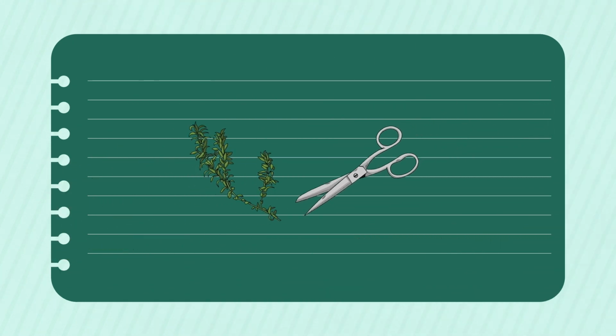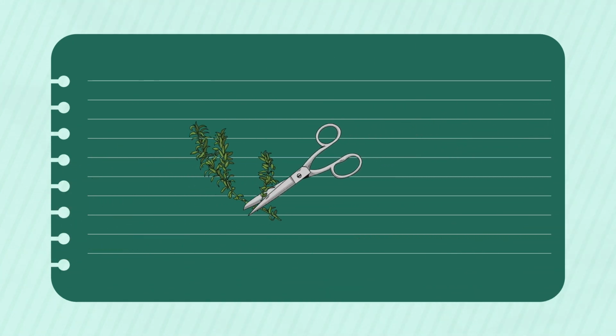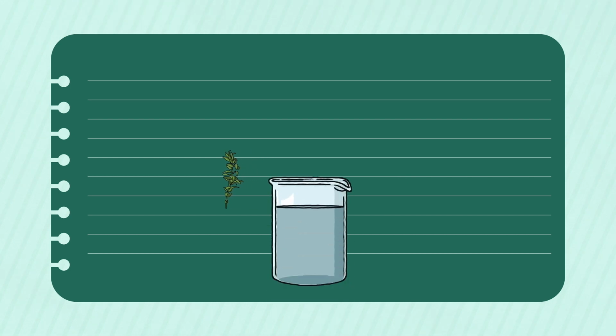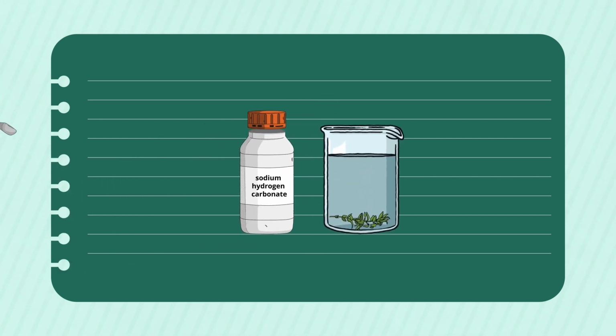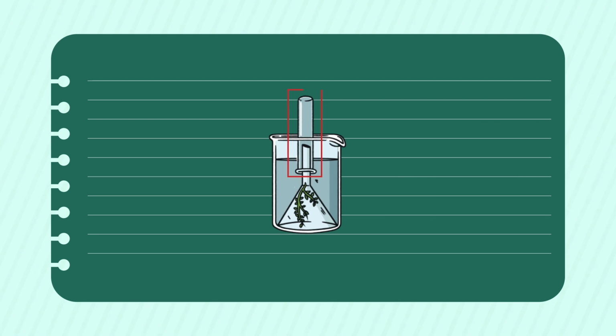To set up this experiment, we need a sample of pondweed or other aquatic plant. Trim the stem of the pondweed, then place the pondweed in a large beaker full of water. Add some sodium hydrogen carbonate to the water. This ensures that there will be plenty of carbon dioxide available for the pondweed. Place a glass funnel on top of the pondweed and add a boiling tube full of water over the top of the funnel. As the pondweed photosynthesizes, it will release bubbles of oxygen gas. The oxygen will collect at the top of the boiling tube.